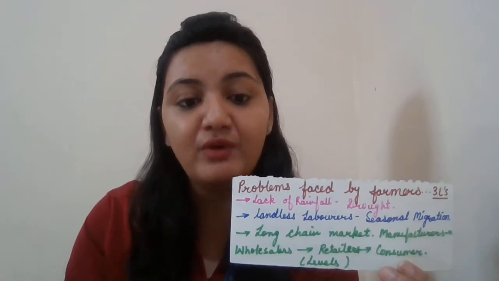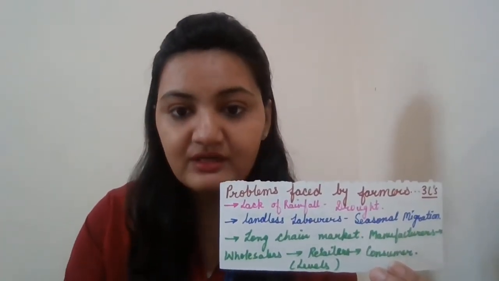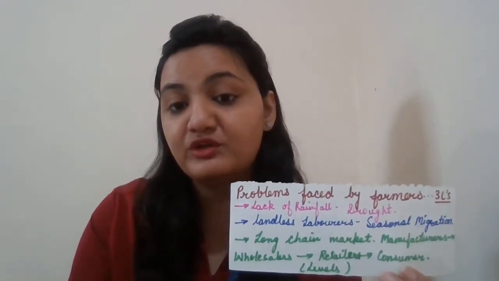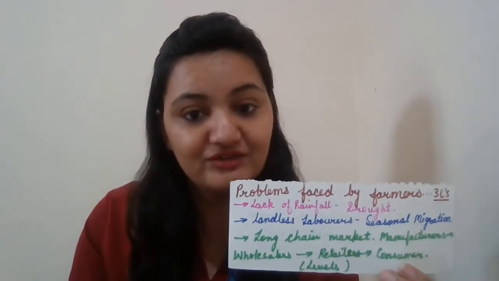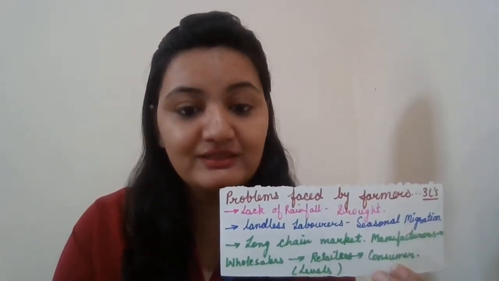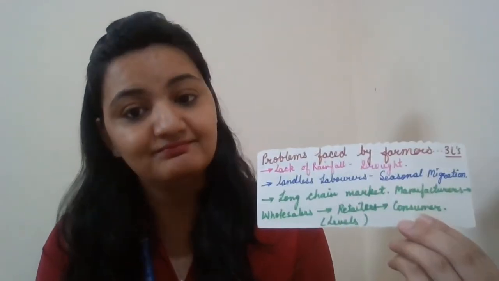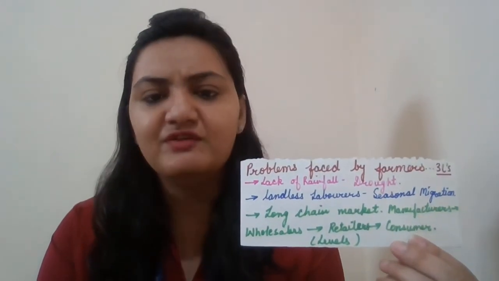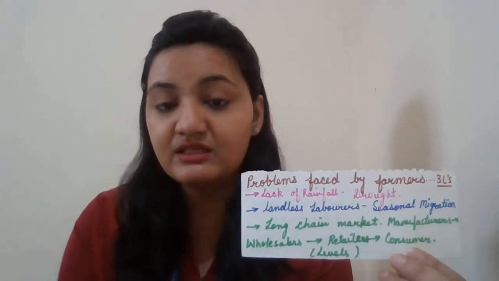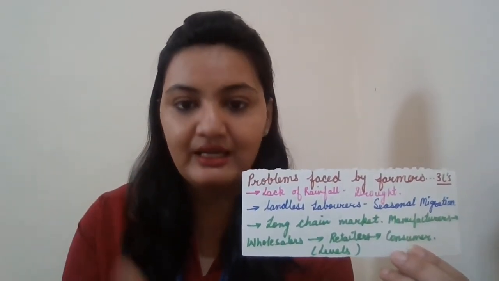If we can provide more and more land for them to work upon, there would be higher rates of production, there would be lower rates of migration, and things can become better. So, the last but not the least is the long chain of marketing. When we talk about the long chain of marketing, we have to consider the wholesale market, the manufacturers, the retailers, and us, in levels.